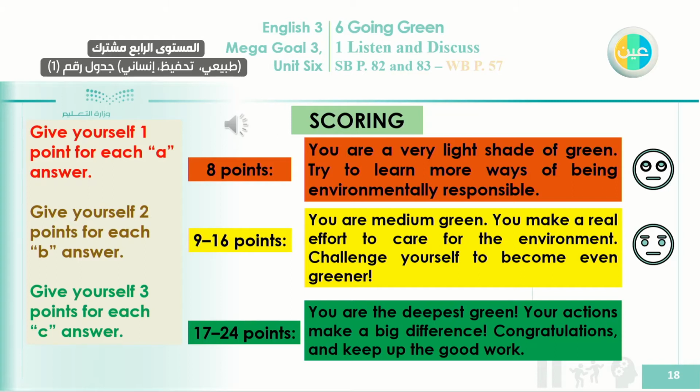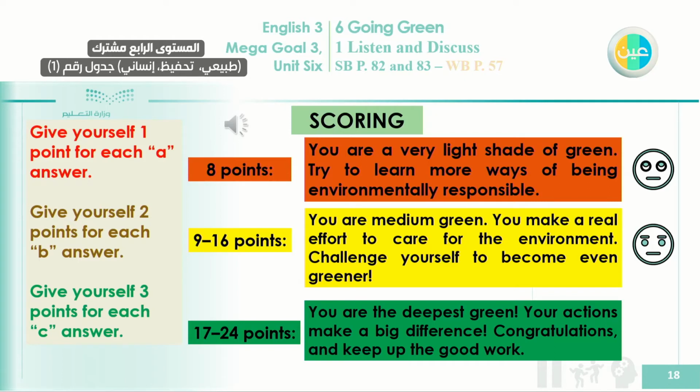So as you see, guys, we have these 3 parts. We discussed the procedure, and here, if you got 8 points, you are a very light shade of green. Try to learn more ways of being environmentally responsible. So when you got this score, you have to rethink your awareness of keeping the environment clean. And when you got 9 to 16 points, you are medium green. You make a real effort to care for the environment. Challenge yourself to become even greener.